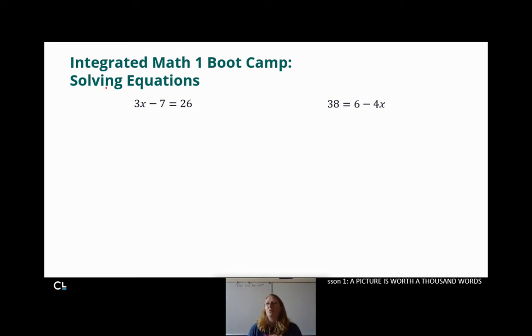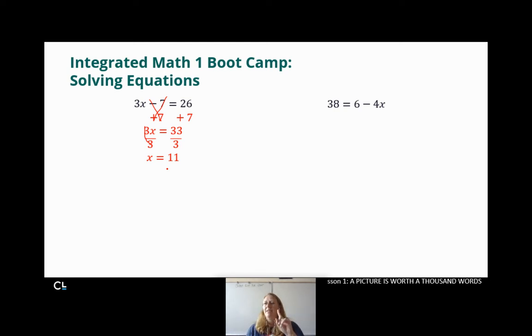Now, this first one, you're probably fine. 3x minus 7 equals 26. Great. I will add 7 to both sides to cancel that out, and I get 3x equals 33. I need to get rid of that 3 that's being multiplied by the x, so we'll divide both sides by 3 to make those cancel out. And I now have x equals 11.